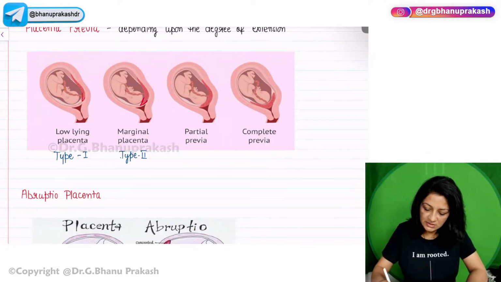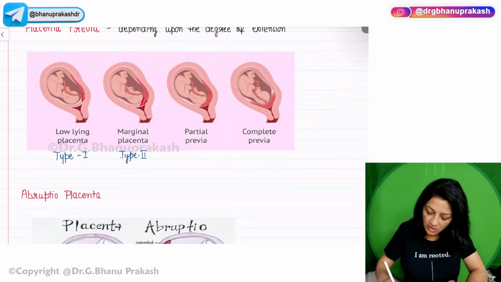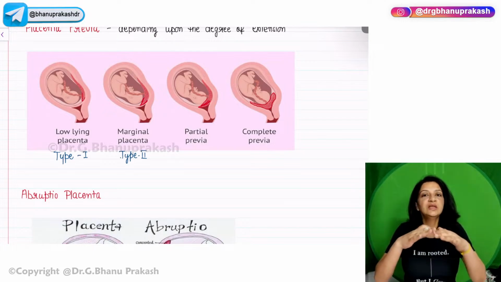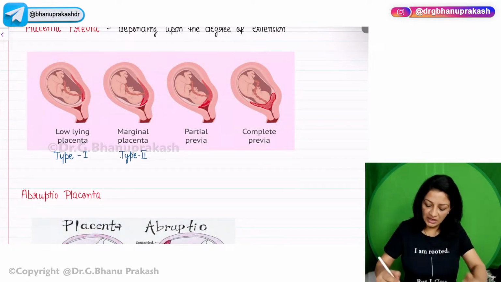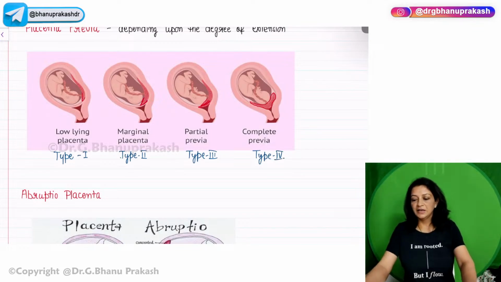And the third one is partial placenta previa. इसमें क्या होगा? Partially cover करेगा internal os को. Partially covering the internal os. And the last one is complete placenta previa. मीन्स जो प्लेसेंटा होगा पूरी तरह से इंटरनल ऑर्स को कवर कर देगा. So there are 4 types of placenta previa: type 1, type 2, type 3 and type 4.